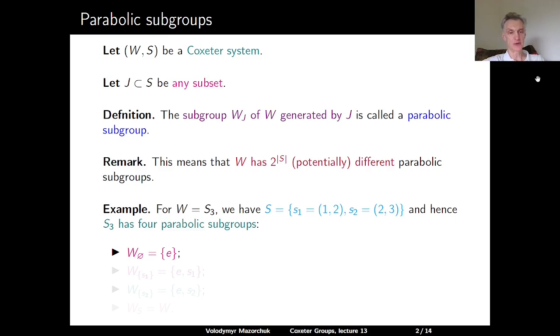The parabolic subgroup which corresponds to the empty subset of S just contains the identity. The parabolic subgroup which corresponds to the singleton subset {s1} contains the identity and s1, since s1 squared is the identity. Similarly, the parabolic subgroup which corresponds to {s2} contains the identity and s2. This is what s2 generates because it squares to the identity. And finally, if we take the whole of S, then the corresponding parabolic subgroup is the whole Coxeter group, in our case the whole S3.